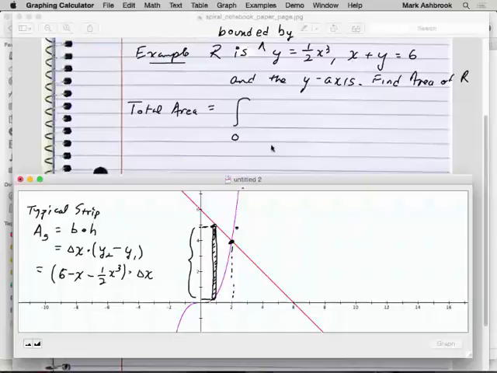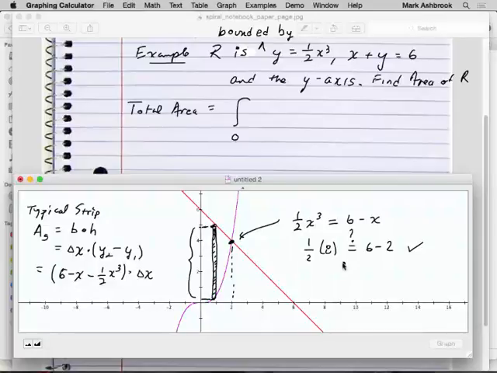So we've got to find the x coordinates such that the y's are equal, right? So we can do 1/2 x cubed equals 6 minus x. And since we suspect that it's 2, let's just try 2. Does 2 work? Yes. 1/2 times 8. Does it equal 6 minus 2? Yes.